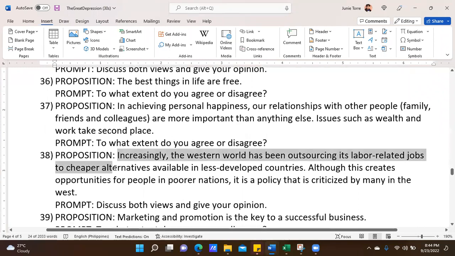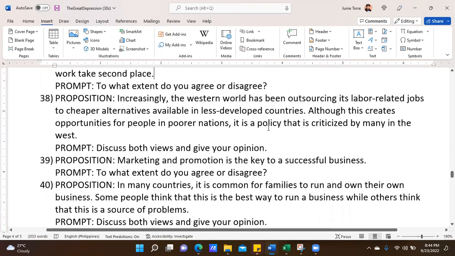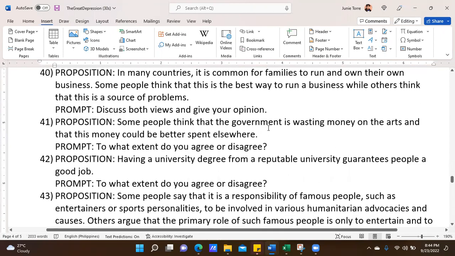The Western world has been outsourcing its labor-related jobs to cheaper alternatives available in less developed countries. That's like all of you. Although this creates opportunities for people in poor nations, it is a policy that is criticized by many in the West. Okay. Sige. That's the end of it.